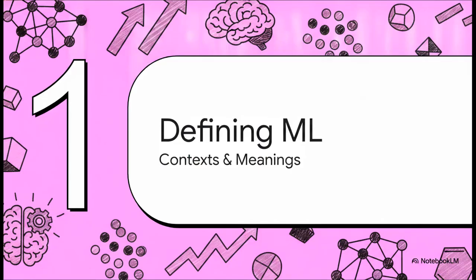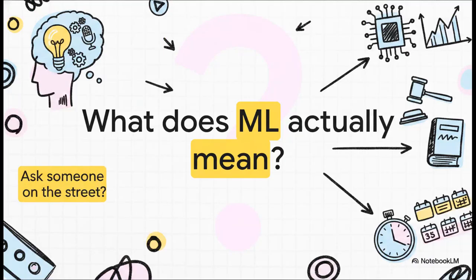Okay, let's jump right into Section 1, Defining Machine Learning. Now, if you stop a random person on the street and ask them, hey, what does ML actually stand for, the answer you get is going to depend entirely on who you're talking to. It sounds like a simple question, right? But context is literally everything here.